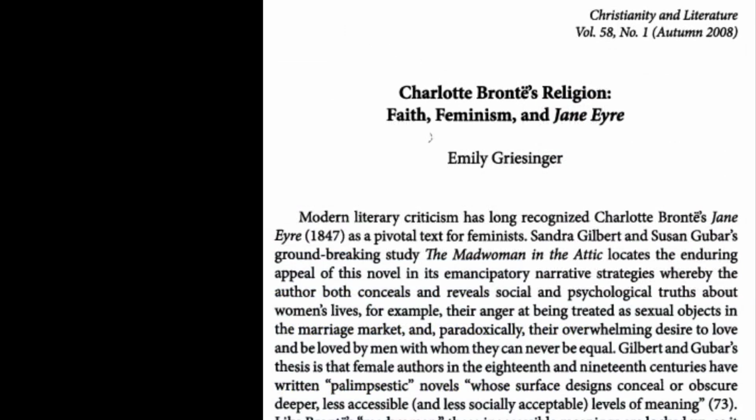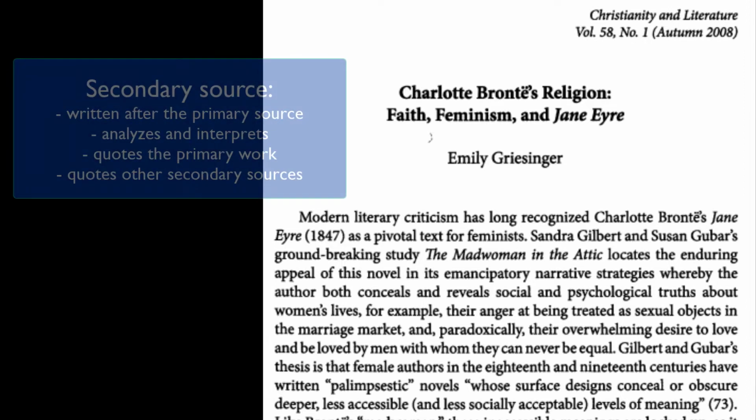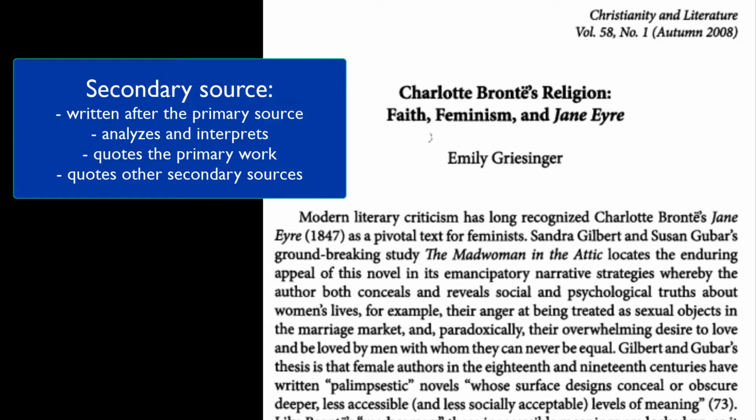This journal article about the novel Jane Eyre is a secondary source, written by a literature scholar in 2008. You can see that the author of this source is discussing the influence of religion and feminism on how Charlotte Bronte wrote Jane Eyre. She includes discussion of these themes in the novel, as well as quotations from Charlotte Bronte and from other secondary sources she used in her research.